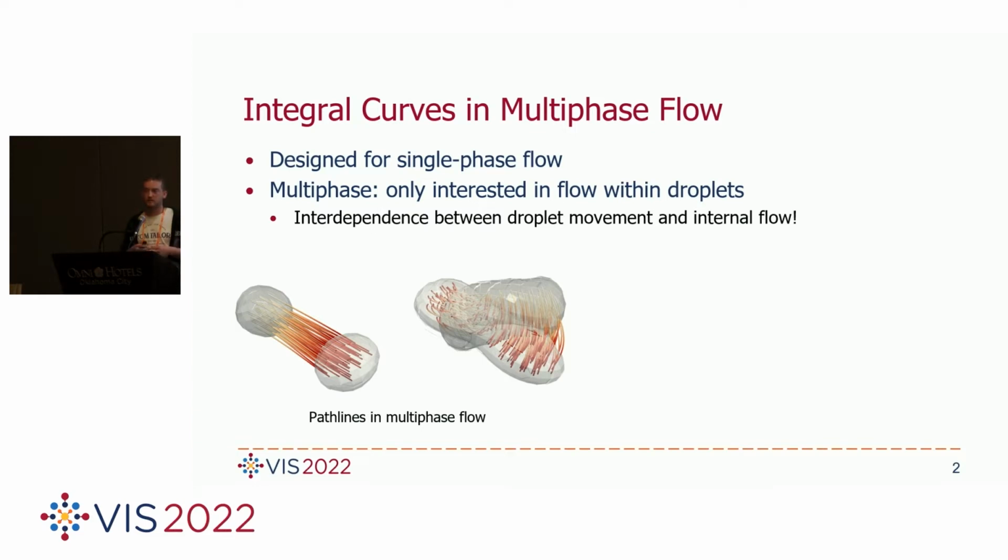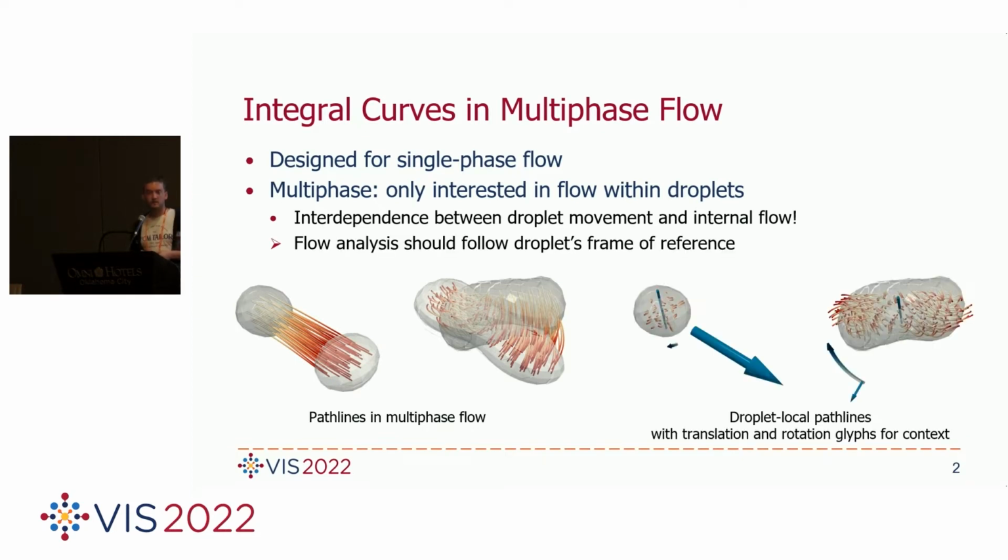So it might influence the change in droplet shape by having some kind of oscillating behavior. And so we want to be able to visualize this in a droplet local sense. For this, the path lines should follow the droplet local frame of reference. That means, as you can see here, we have removed the translational and rotational velocities and have a view on how the flow is relative to the droplet's movement. And we add glyphs for context so that you still are able to see what kind of information we removed from the original data.